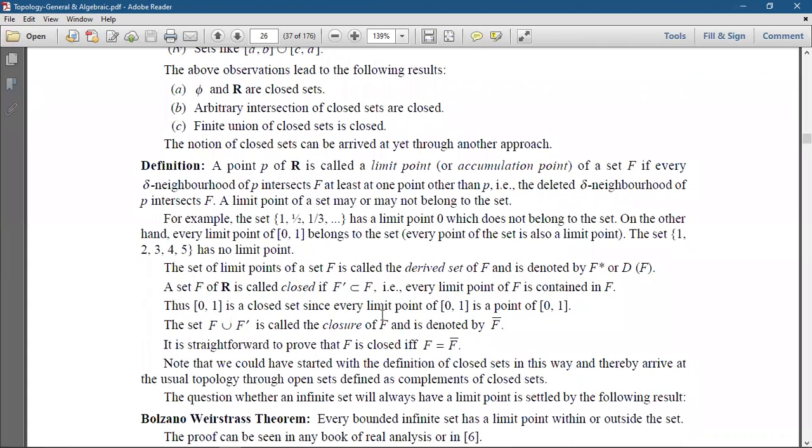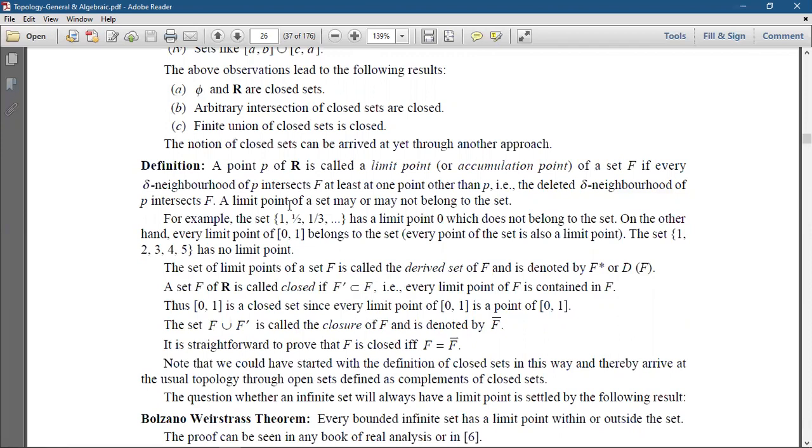The notion of a closed set can be arrived at through another approach. Now let us define one more important point, known as a limit point, also known as an accumulation point. This is a very interesting point, because in interviews anyone may ask what is the difference between a limit and a limit point. Let us see the difference.